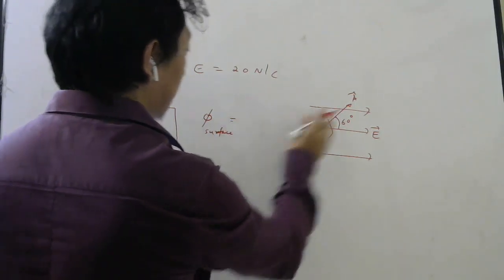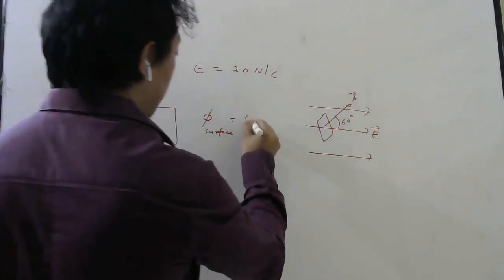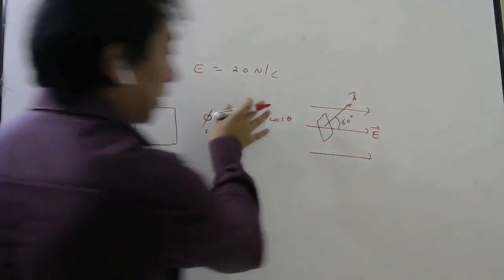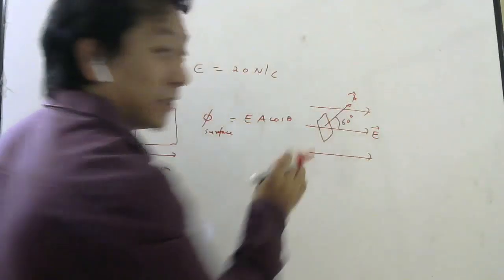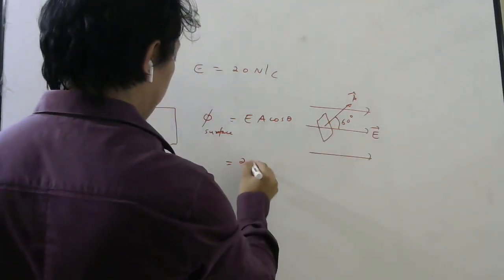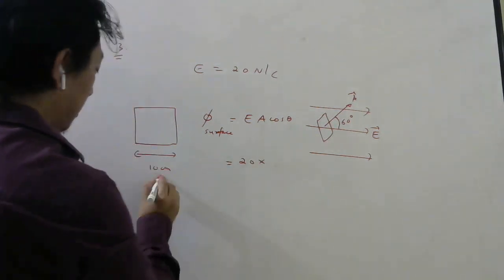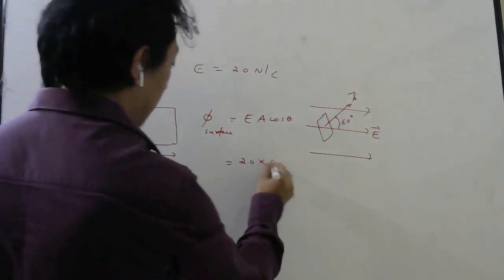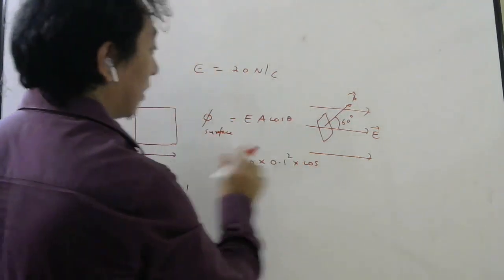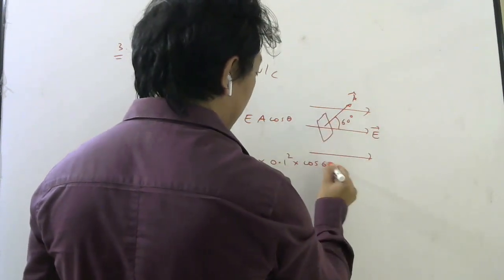Okay, so since this is a plane surface, we can use the definition of electric flux, EA cos theta. This formula is used when the field is uniform and the area is a plane surface. Electric field is given as 20. Area, since it is a square, will be side squared. Side is 10 centimeter, which means 0.1, so 0.1 squared into cos of 60. Theta is the angle between the area vector and the electric field vector, which is directly 60 degree.